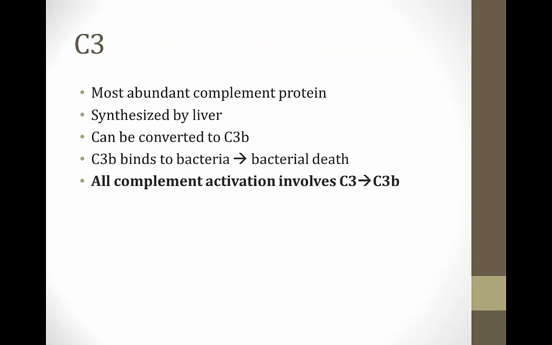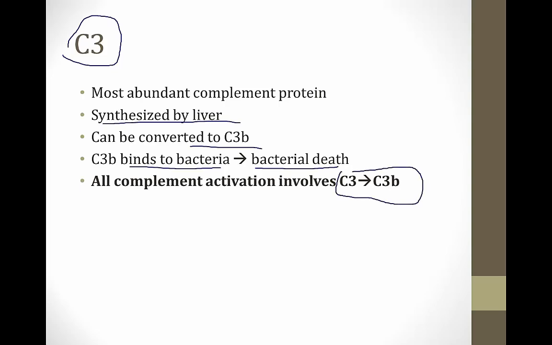Of all the different complement proteins, the most abundant is C3. It's synthesized by the liver and it can be converted to C3b. And when stable C3b binds to bacteria, this leads to bacterial cell death. All the different pathways of activation of the complement system involve the conversion of C3 to C3b.